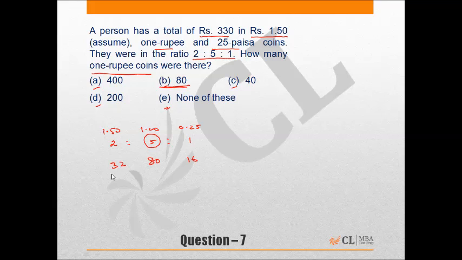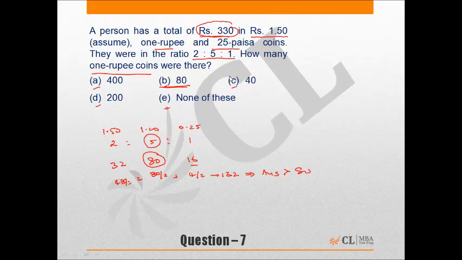So the amount of money for these 80 coins is 80 rupees. 16 coins of 25 paisa means another 4 rupees. And 32 coins of 1 rupee 50 paisa means 48 rupees. These add up to 80 plus 48, 128, plus 4, 132. We are looking for a total of 330. So my answer needs to be greater than 80.